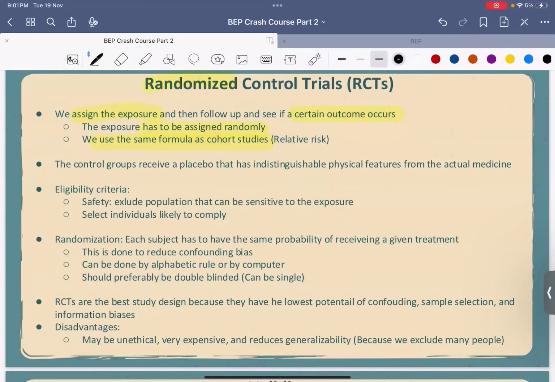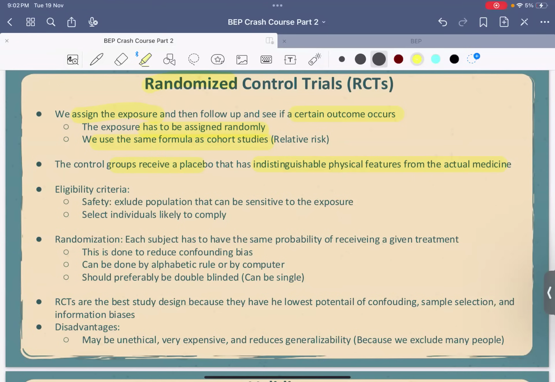We have a control group and a treatment group. The control group receives a placebo. The placebo is basically, for example, if the drug is a small yellow pill, the placebo is a small yellow pill, but it is not actually active. It's just something, but it has to be indistinguishable in physical features from the actual medicine. It has to be the exact same size, the exact same color, the exact same taste, something that's not distinguishable from the other.